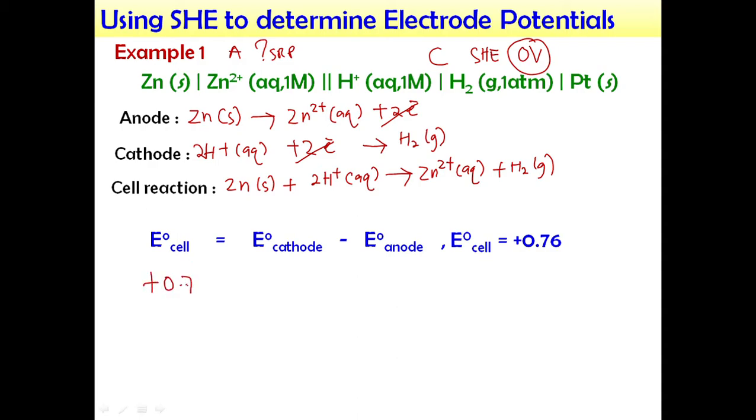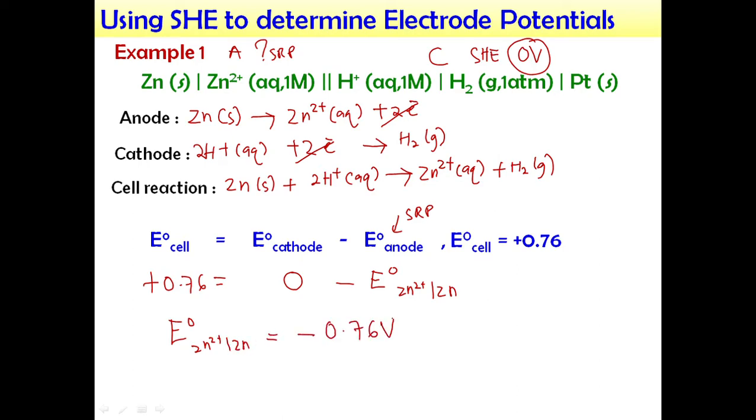Positive 0.76 equals to cathode kita 0 volt tolak E0 anode. So, we want to determine the reduction potential. So, bila reduction, kita akan tentukan E0 zinc 2+ kepada zinc. So, bila kita rearrange this equation, awak akan dapat nilai E0 zinc 2+ kepada zinc sama dengan negative 0.76 volt. Therefore, the SRP value for zinc adalah negative 0.76 volt. Dah siap for our example 1. Okay, hopefully boleh faham dekat sini.